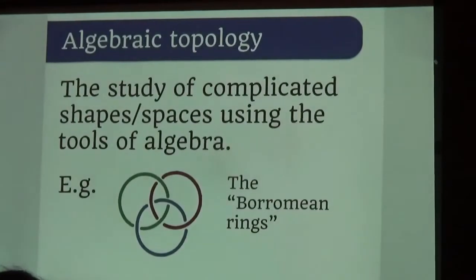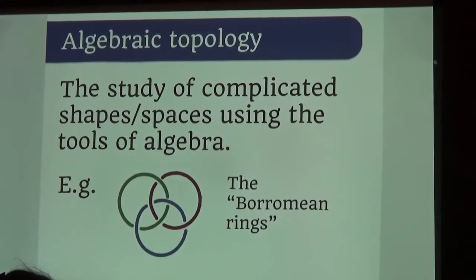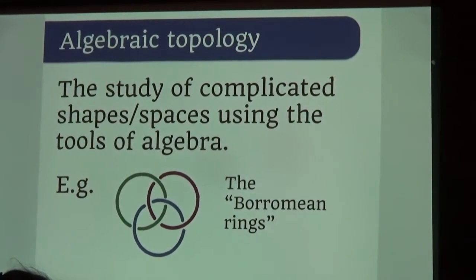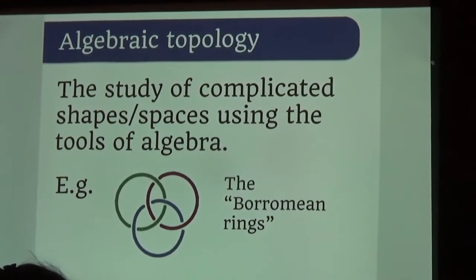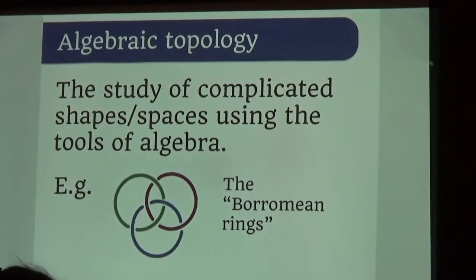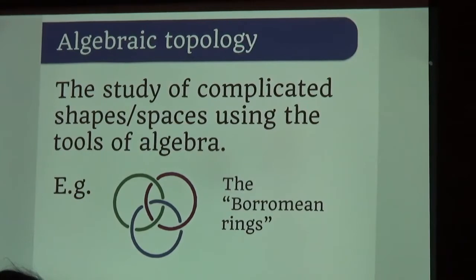So again, from the horse's mouth, it's essentially the study of complicated shapes in space using the tools of algebra. Now, what does that really mean? We look at abstract things that don't necessarily exist in the real world, or sometimes they do, and we study them using the tools of algebra. So things that you can't necessarily visualize, sometimes higher dimensional or lower dimensional things, and we pick them apart using the tools of algebra.